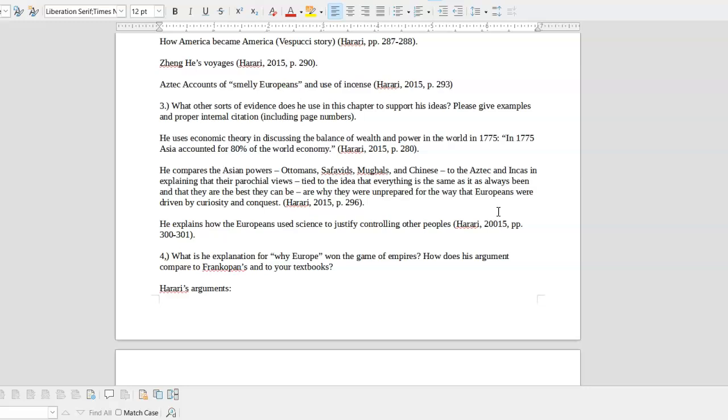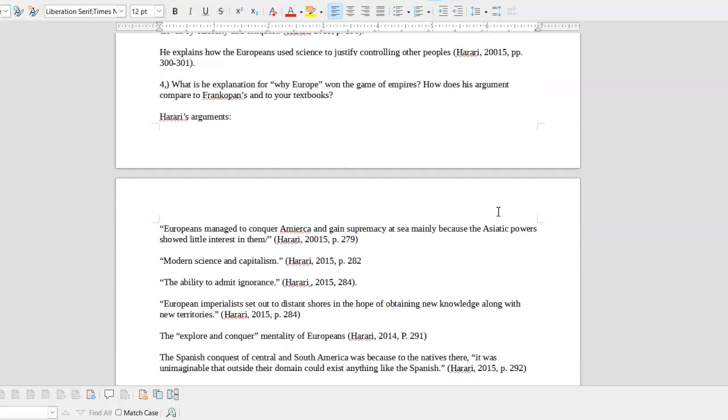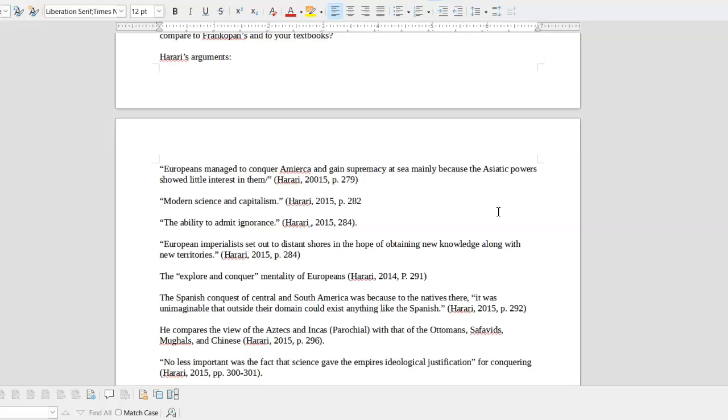What is his explanation then for why Europe won the game of empires, and how does it compare to Frankopan's? And this is where, no matter whether you're doing the discussion or you were doing the CTE, you're still using the same sourcing. Harari's arguments are here. These are different quotes that I picked out, and sorry, I didn't close that thing, that I picked out and give you the formal citation for internal citation.